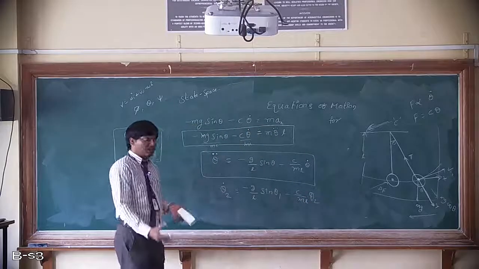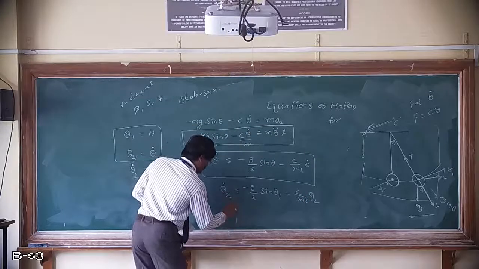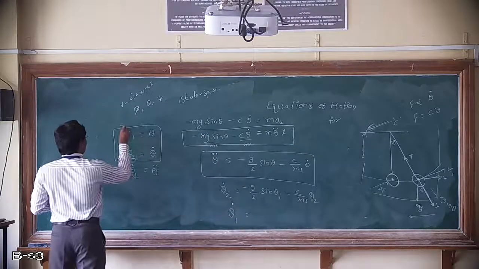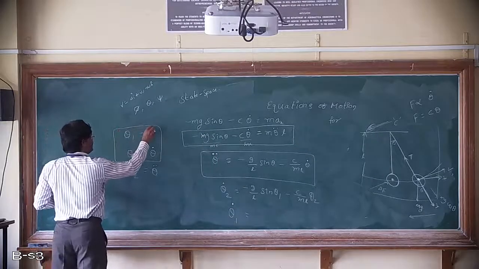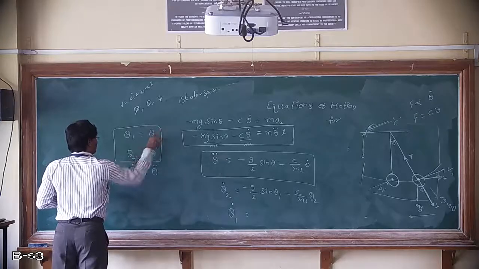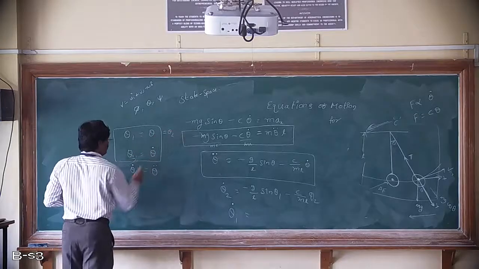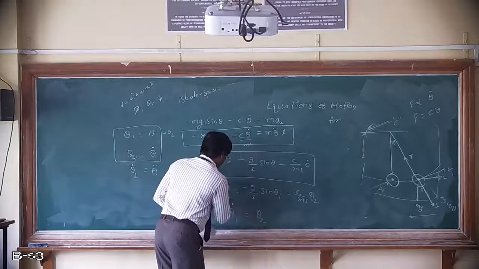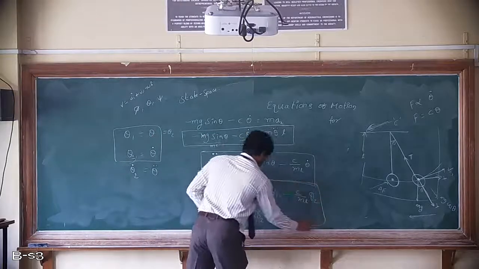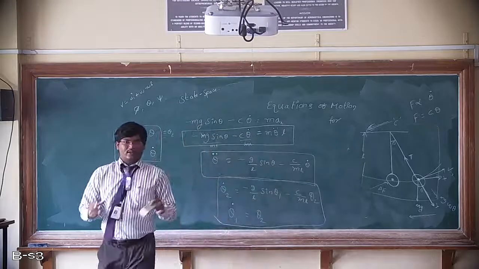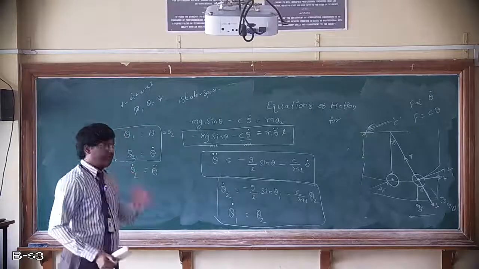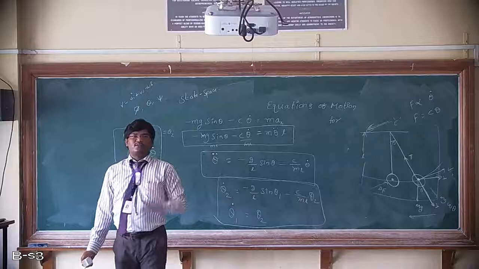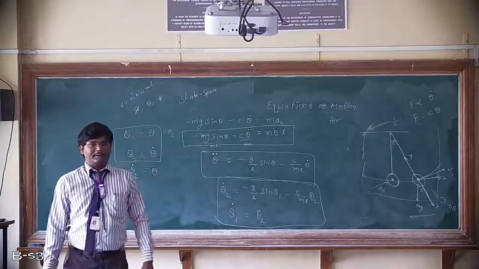What about theta 1 dot? If you derive this, you will get theta dot. Theta dot is nothing but your theta 2. Simply you can replace theta 1 dot with theta 2. Are you getting, everyone? Are you following what I am doing here? I am splitting this second order differential equation into two first order differential equations, right?